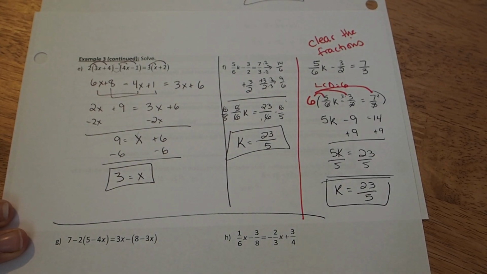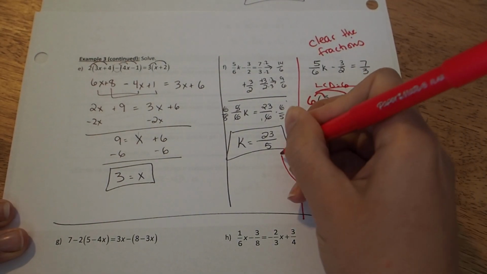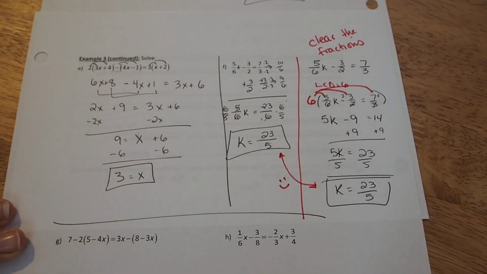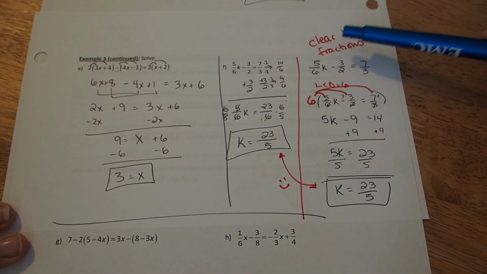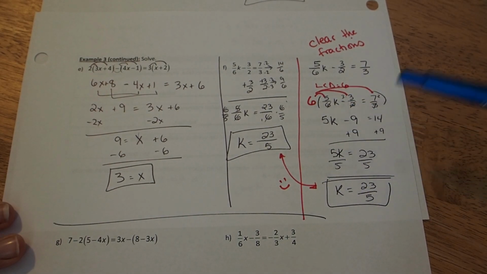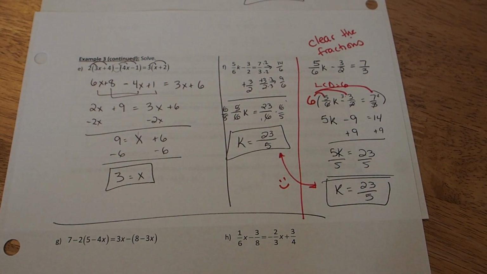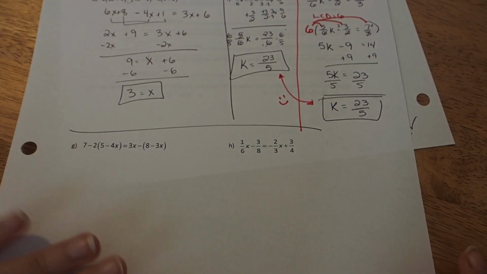Okay, so I've got the same thing, which is good. And again, both methods are fine. I can either just force myself to work with the fractions through each step, or I can clear the fractions to get rid of them. Okay, let's move on to part G.